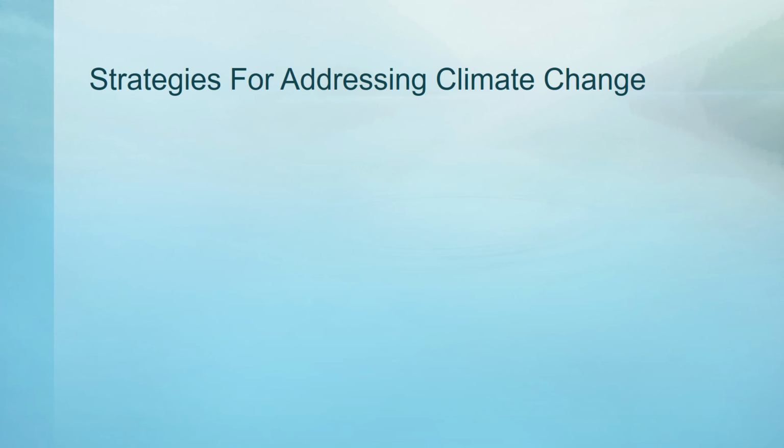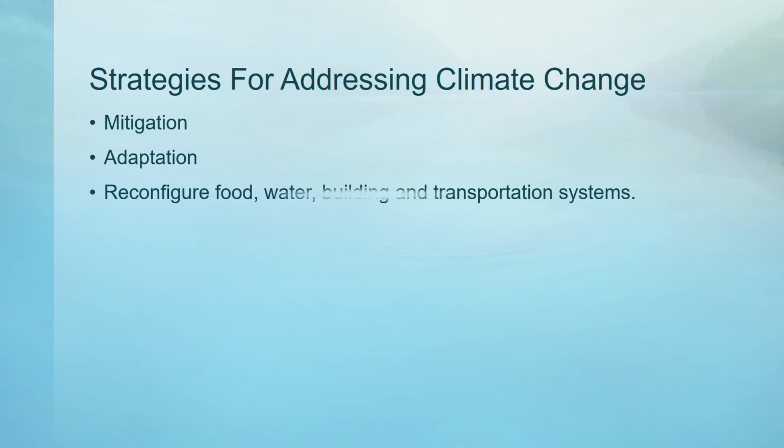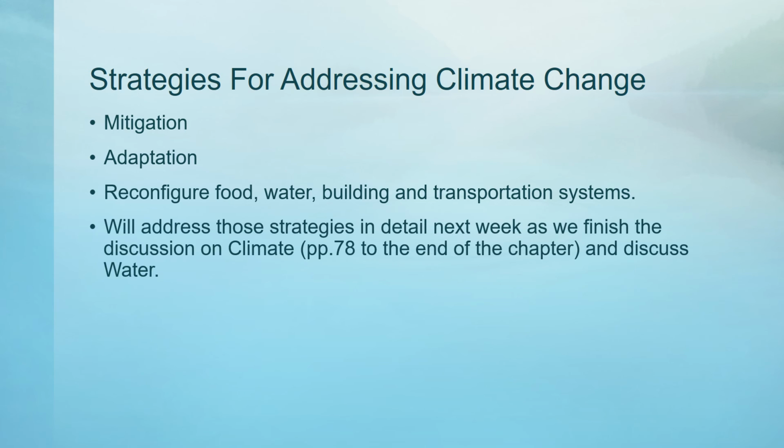So what are some strategies for addressing climate change? Okay, mitigation is one. Adaptation, and reconfiguring food, water, building, and transportation systems. We'll address these strategies next week as we finish the discussion on climate. So we'll pick it up from page 78 to the end of the chapter, and then we'll also discuss water next week as well.